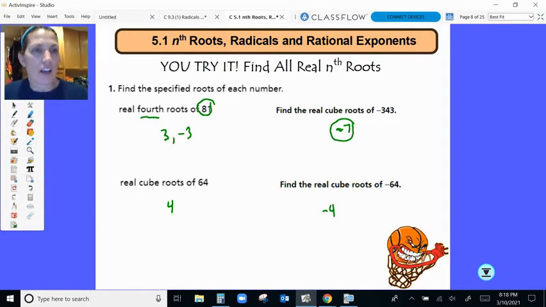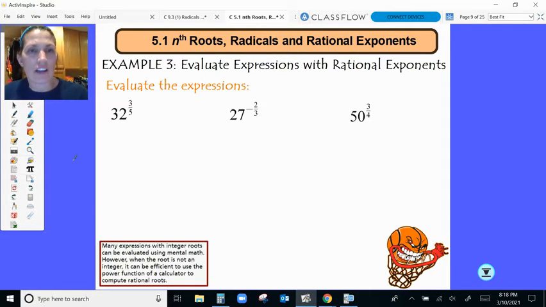Okay? All right, so now let's get on into here. We're going to start evaluating these expressions. So now we have a rational exponent. Remember, up here is always going to be my power on the top, and this one is always going to be my root.